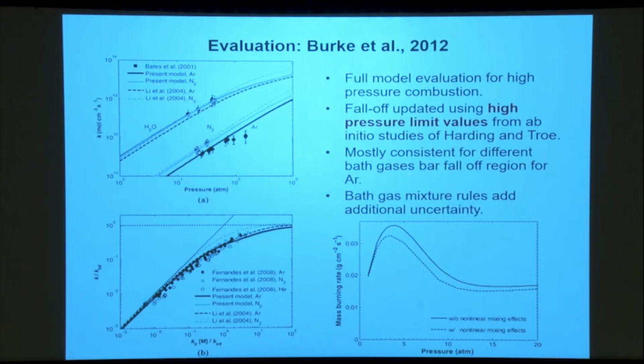And actually also investigated this influence of nonlinear mixing laws. So in terms of predicting mass burning rate for hydrogen systems, there is a substantial difference between using linear mixing rules and non-linear mixing rules for those third body efficiencies. So I think that's a debate that is basically still ongoing.